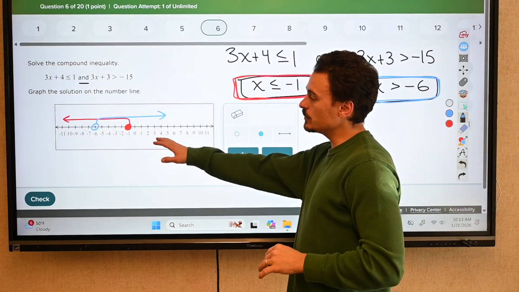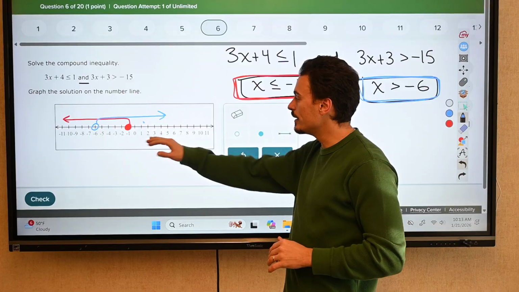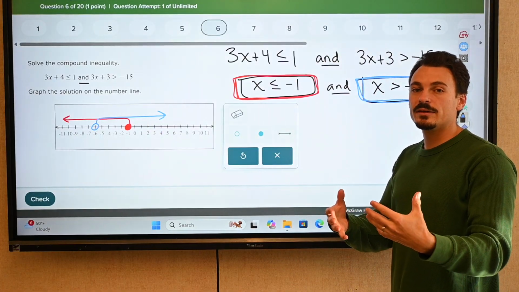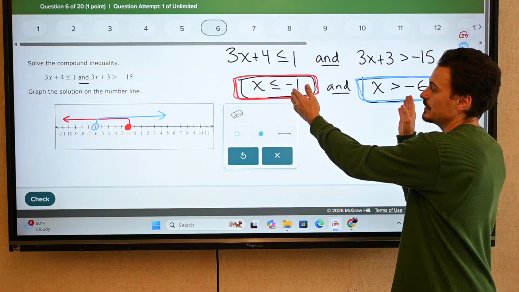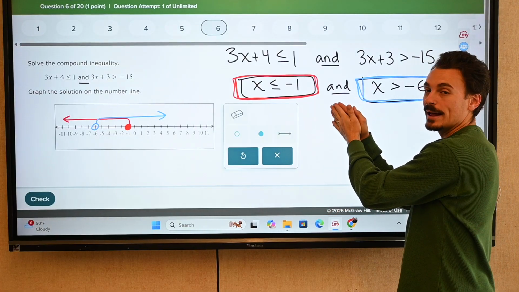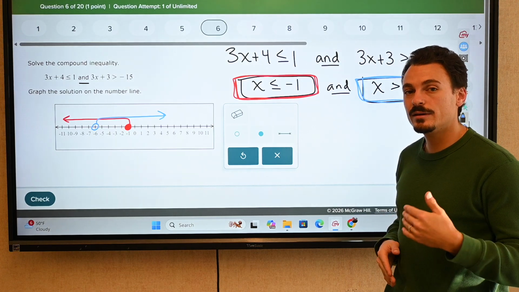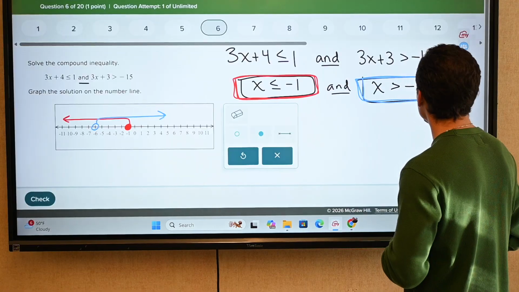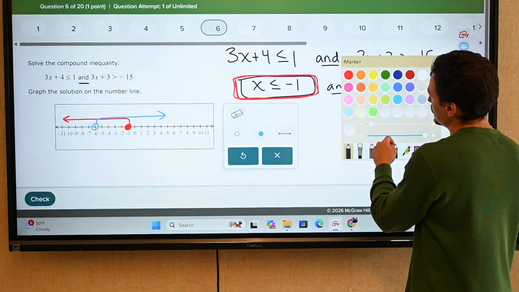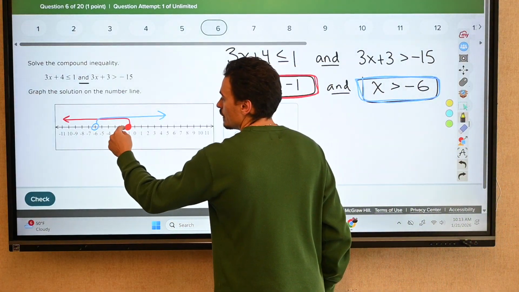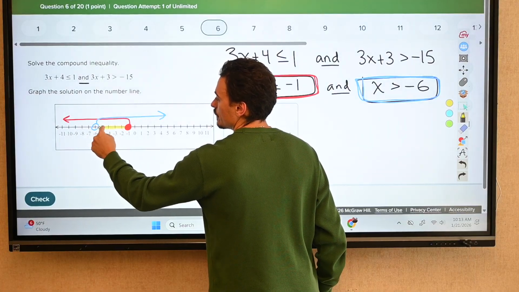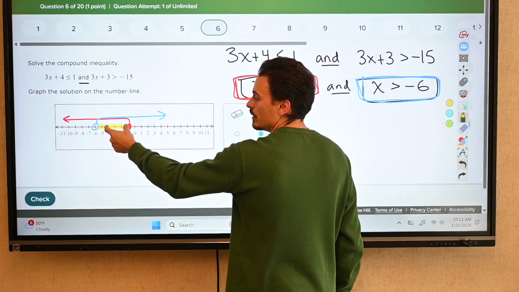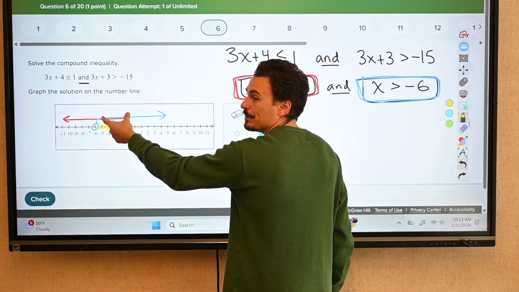Okay, so this would not be the final answer because when you have an and statement, in math, it means that both of the statements have to be true at the same time. So red and blue have to be true at the same time. The only spot that happens is between these 2 values, like that. Between -6 and -1, the red and the blue overlap each other.